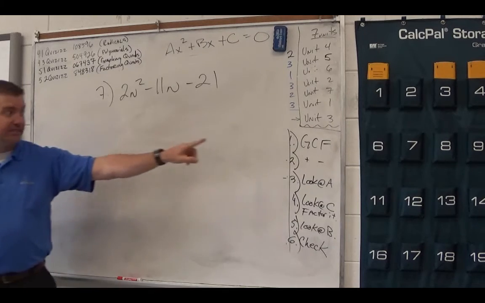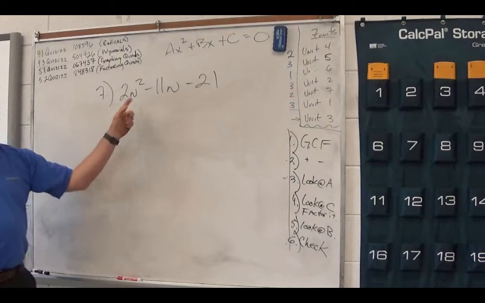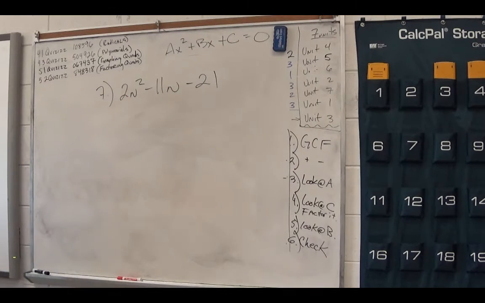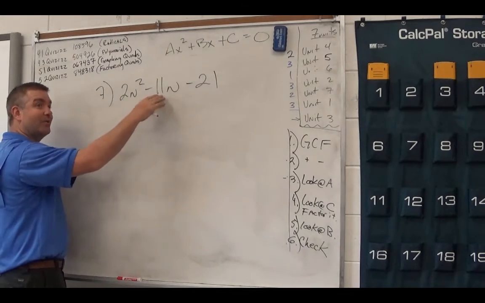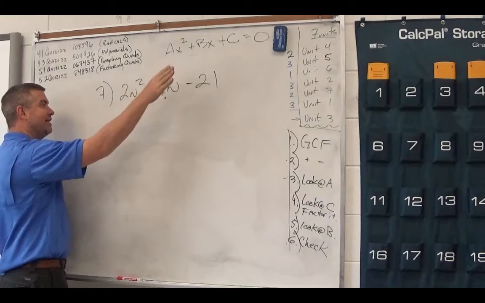Step 1, though, is still what? GCF. Is there a GCF? No. Why not? Why is there no GCF? 2 and 11 are prime, and there's no common value. You can stop right there. We don't even have to look at that one.